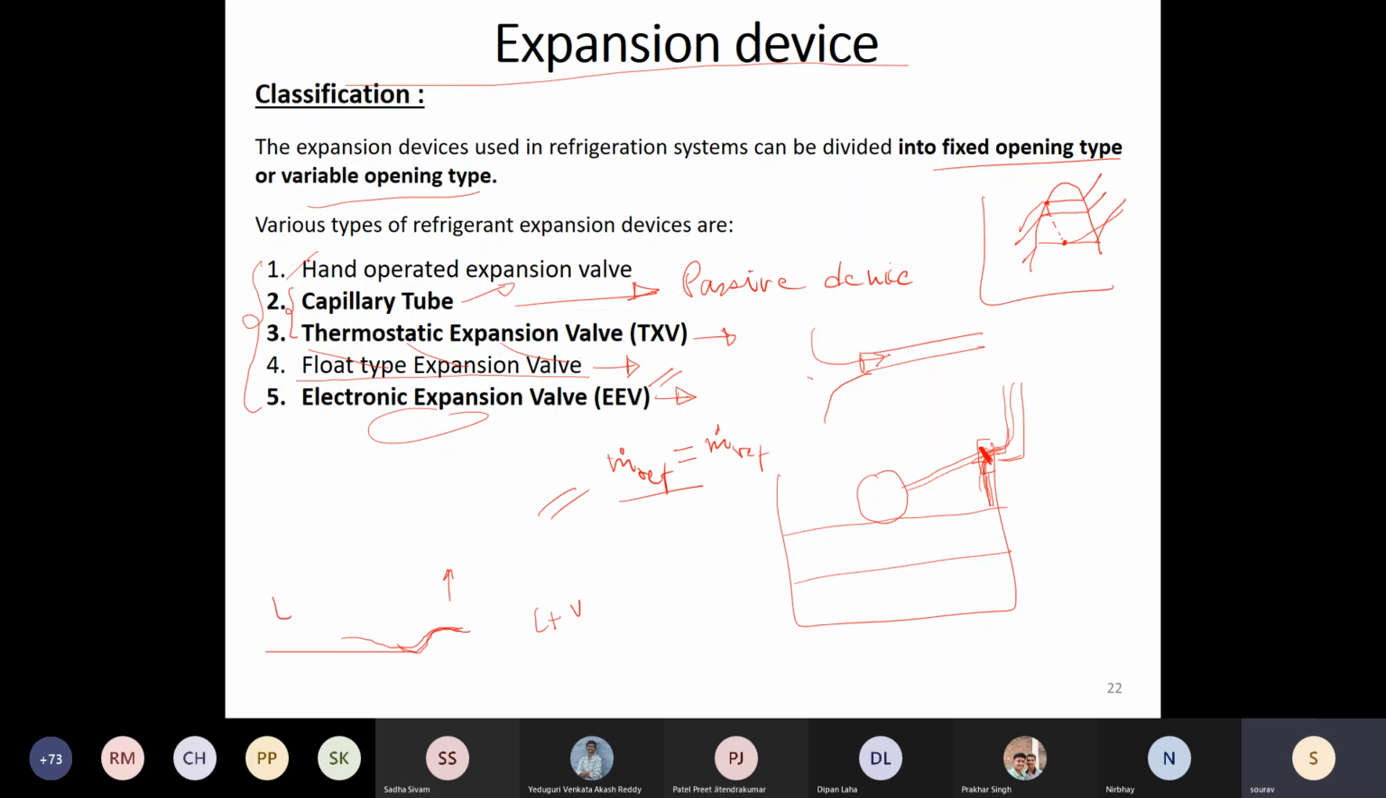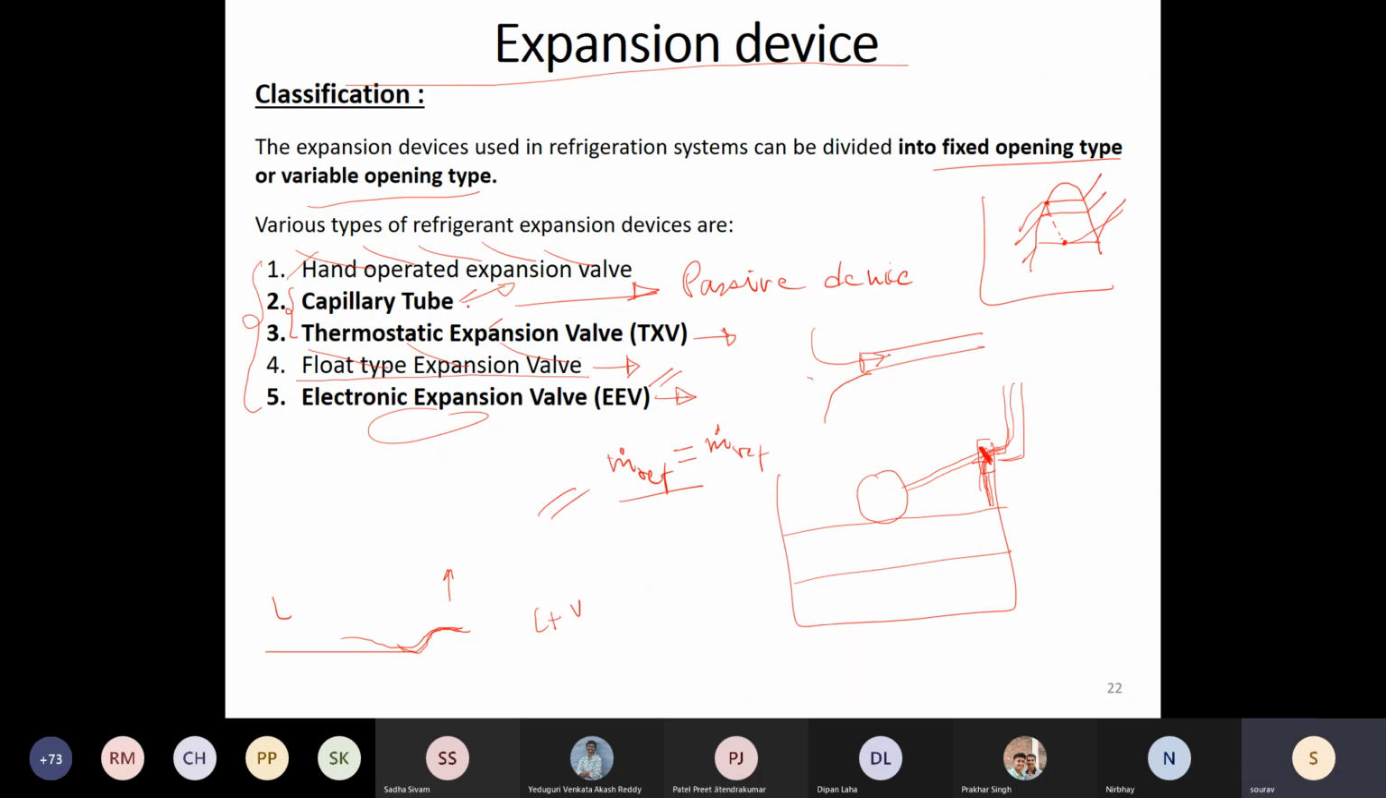Okay, of course, we are not looking at a hand operated expansion valve. Nobody is going to sit and operate the expansion valve, open and close, based on the required load. So this is out of the question. So either you go for a capillary tube, which is a fixed opening type, or you go for a thermostatic expansion valve. So we'll focus our discussion mainly on these two types of valves.